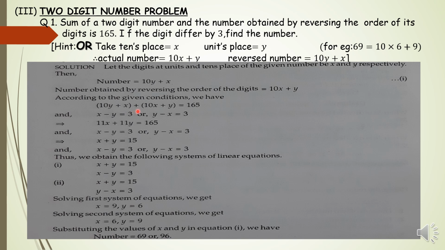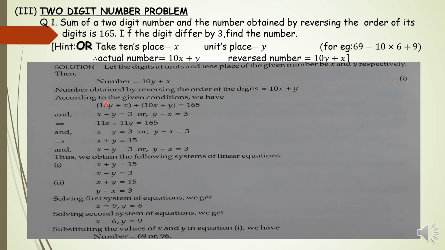The reverse number is 10x plus y. In the question, we have: the sum of a two-digit number and the number obtained by reversing the order of its digits is 165. It is given. So, the relation becomes 10y plus x plus 10x plus y equal to 165.